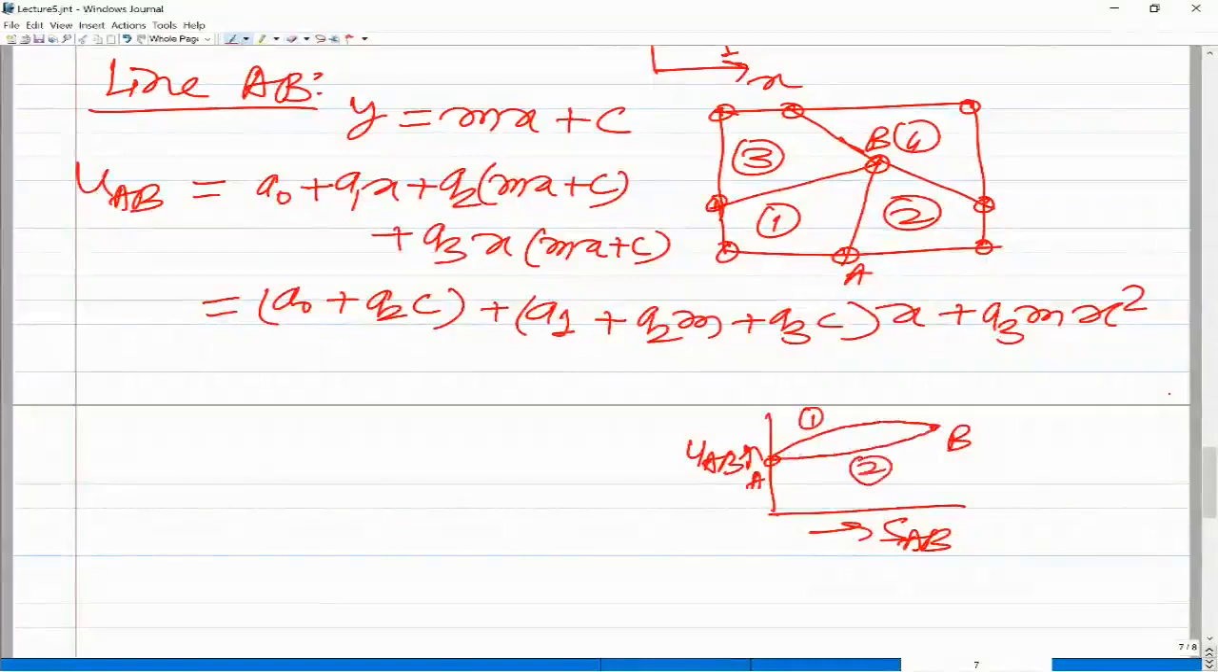So although at A and B the u values and similarly the v values are the same, between A and B the values of u from element 1 and 2 are not the same, they are different. So the element would be incompatible. So this is an incompatible element.